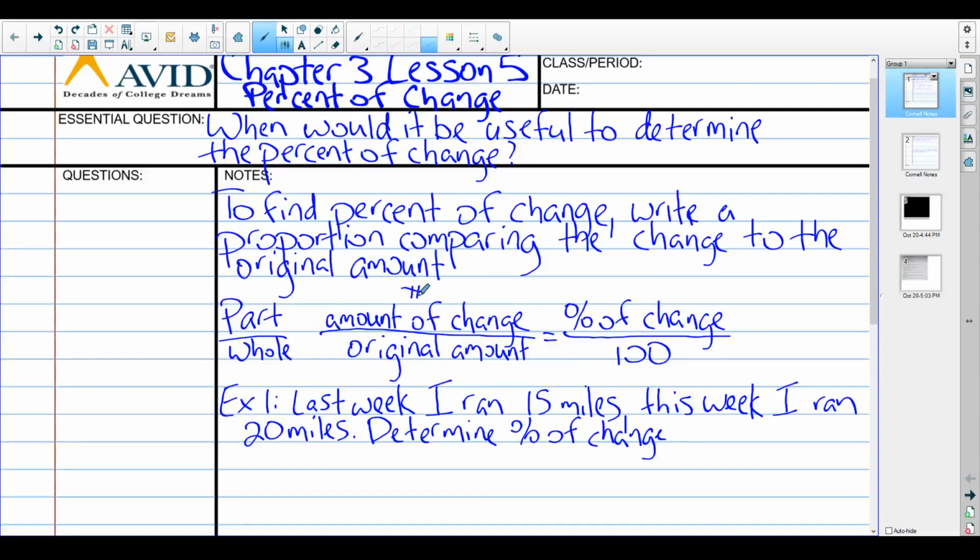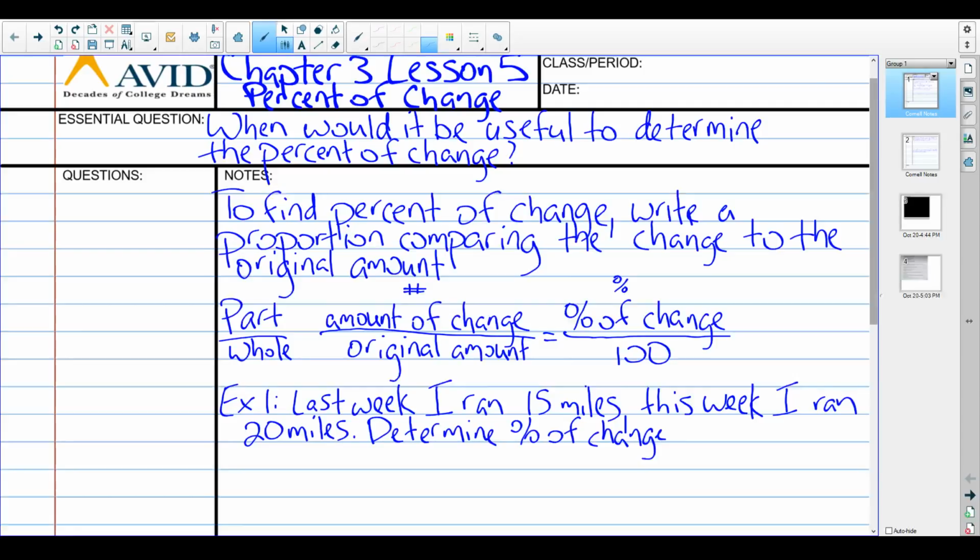So still numbers on the left side. And it's still percents on the right side. Only now it's always going to be percent of change up top and 100 on the bottom. Okay, that's the entirety of the notes. Everything else is just going to be practice.